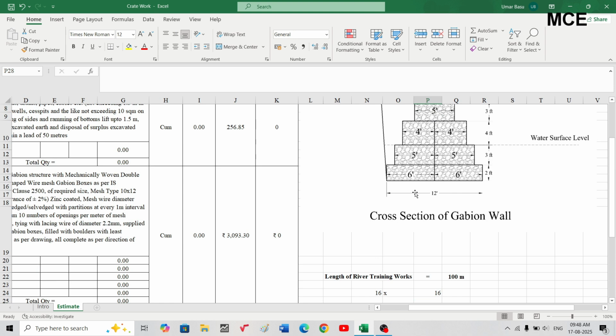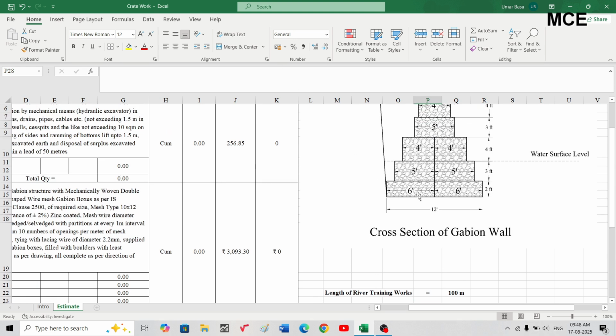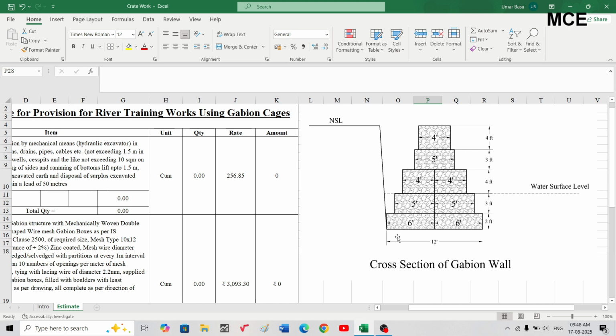You can see the first gabion box which I have used at the bottom is 6 feet. That is, its bottom width is 6 feet. Since the total is 16 feet, so 6 feet at bottom, 6 feet at top. The remaining two sides will be 2 feet. That is, total will be 6 plus 6, 12 plus 4, which will be equal to 16 feet. So the first gabion box is of bottom width 6 feet, and I am using 6 feet and 6 feet. That is 2 gabion boxes.